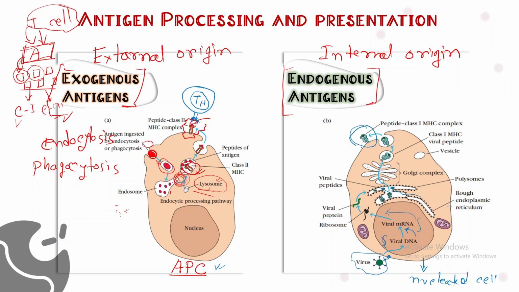Now at the surface, the MHC class 1 molecule presents the peptide or viral protein to the T cell, the cytotoxic T cell. So this is also restricted: the cytotoxic T cell always recognizes antigen from the class 1 MHC molecule. The cytotoxic T cell is also called the CD8 plus T cell. This CD8 plus T cell recognizes the peptide class 1 MHC complex. In that way, the T helper cell or T cytotoxic cell recognizes the foreign antigen.